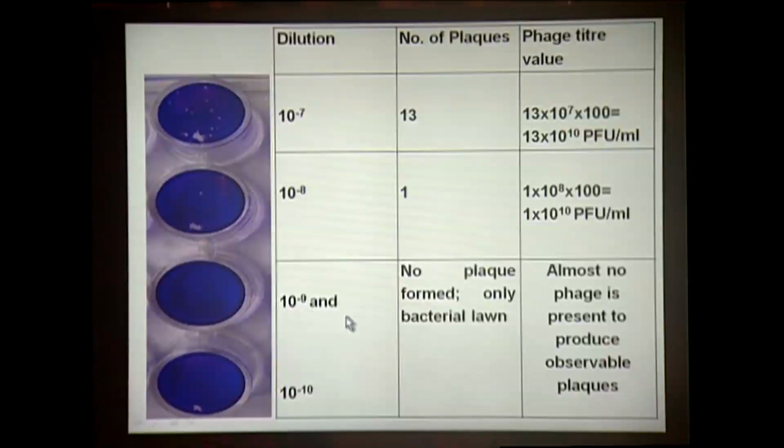And in 10 to the minus 9 and 10 to the minus 10, a complete bacterial lawn is observed, because very few phages are present to form any observable plaques. Maybe no phages are present in these 2 dilutions.